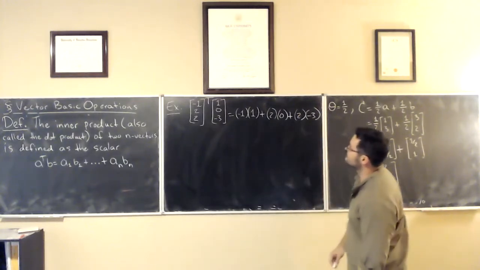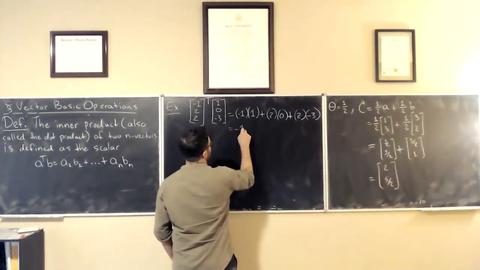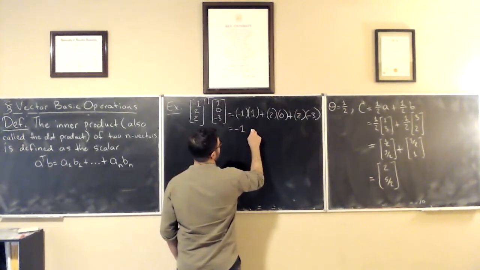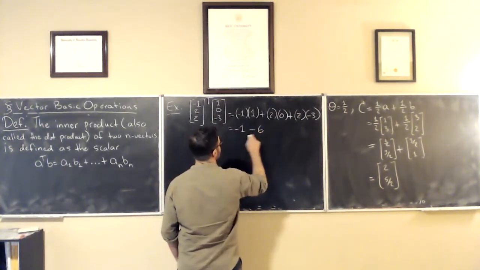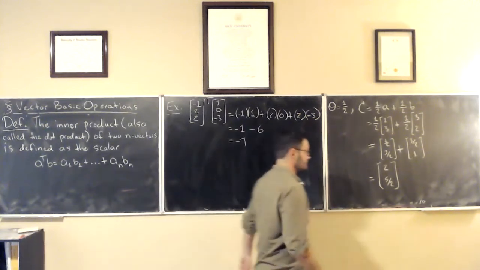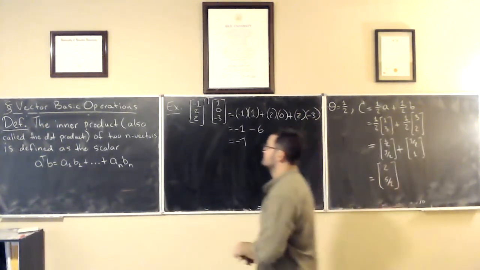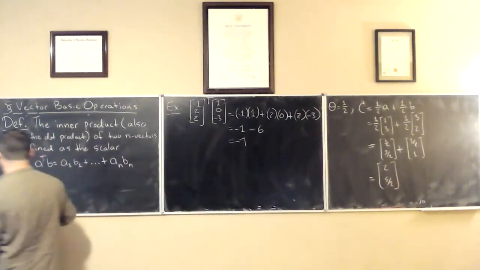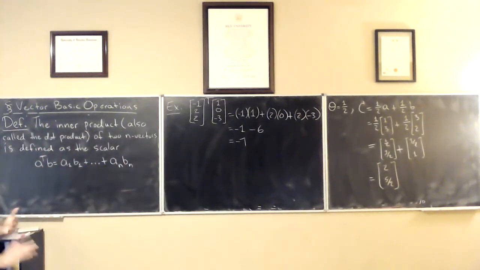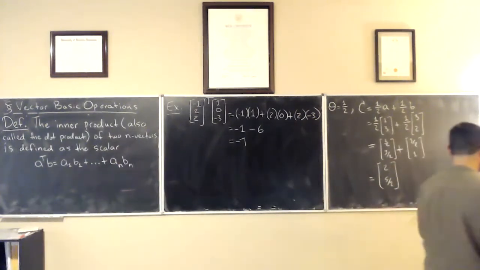Whatever that value is, -1 minus 6, so -7. So the inner product of those two vectors is the scalar -7.